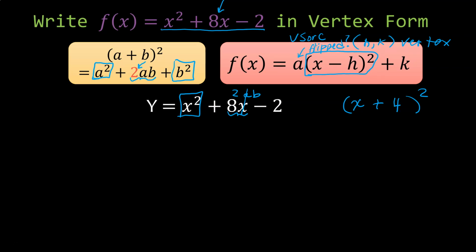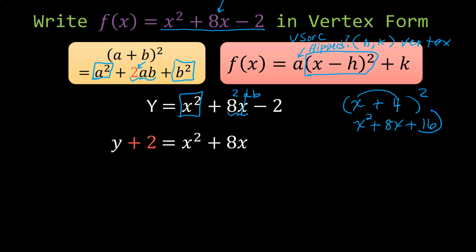If b is 4, negative 2 is not a good number for us. So we'll just add it to the other side and leave it there, because it's not the right number for us to have a perfect square. What is the right number? If we square this perfect square, we would get x squared plus 2 times 4 times x, which is 8x, plus the second term squared, which is 16. So 16 is what we wish to have there.